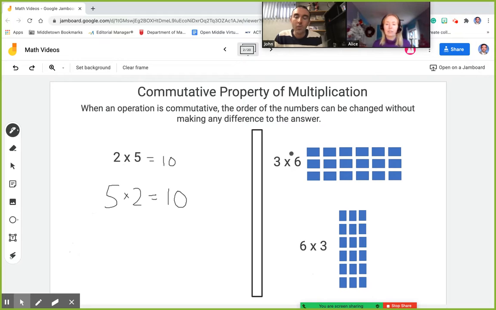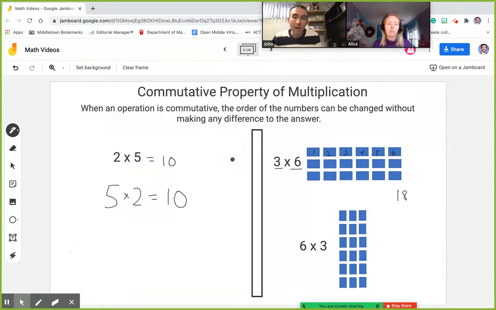Recall, an array just means an arrangement. We're writing it out as a row by column. So something like 3 times 6 in an array form would mean that we're doing 3 rows of 6. So as you see over here, I have 1, 2, 3, 4, 5, 6. And because there's 3 of them, I can either continue counting through the answer, or we can just multiply the 6 by 3 and get 18 that way.